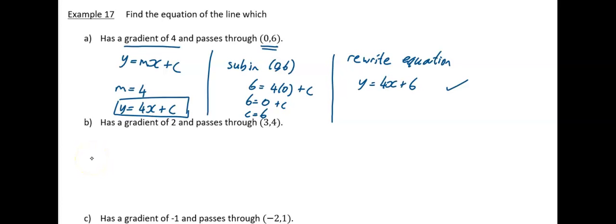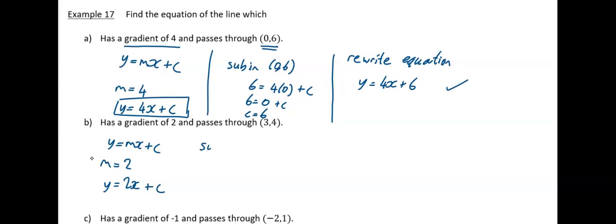Example B, it says, find the equation of a line which has a gradient of 2 and passes through 3, 4. So the same thing we're going to do here. I'm going to write down y equals mx plus c, your general equation of a straight line, and read the question. It tells you it has a gradient of 2. So straight away you have found your m is equal to 2. So rewrite your equation. Instead of m, write it as 2. So y equals 2x plus c.